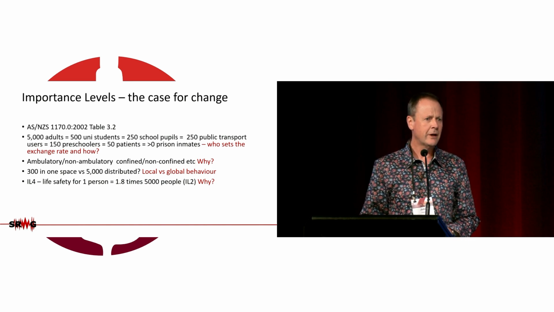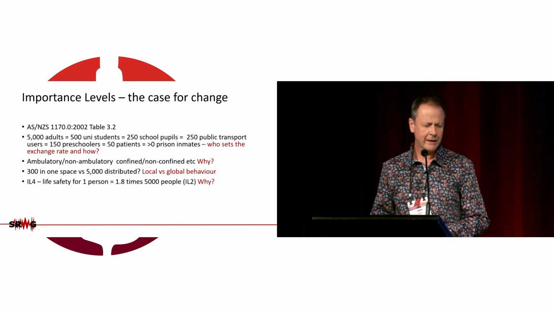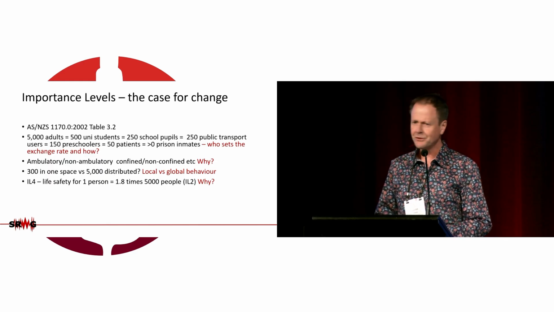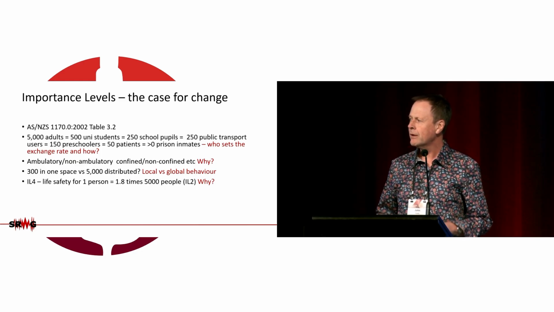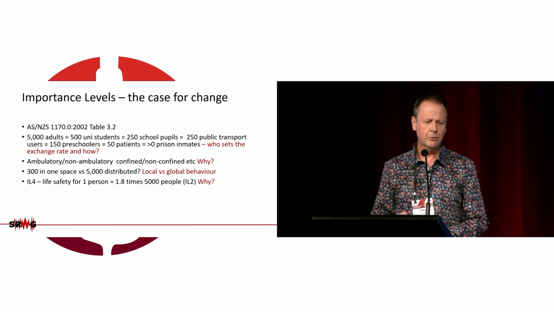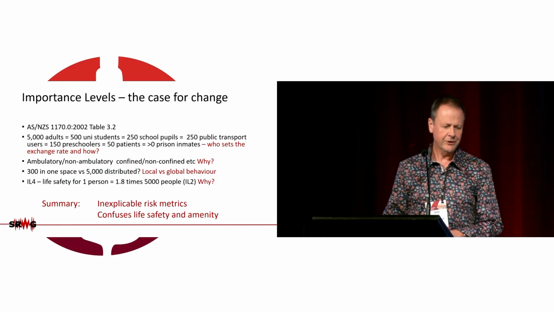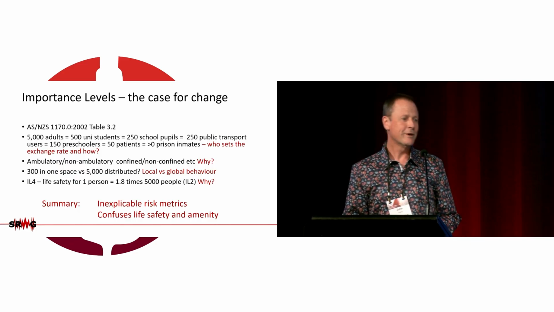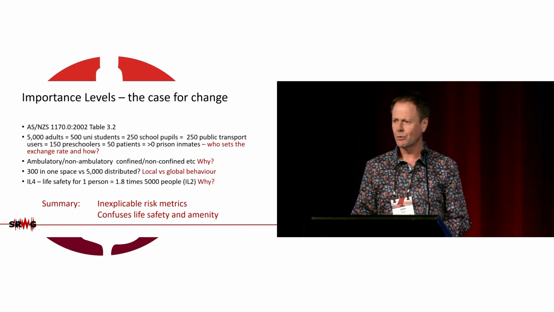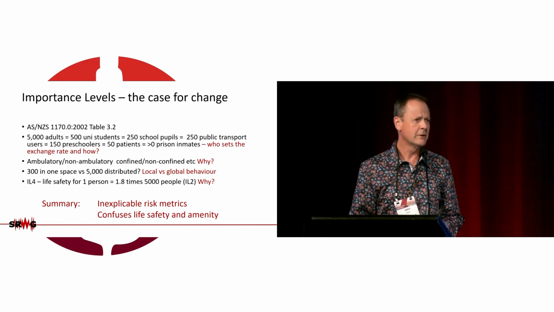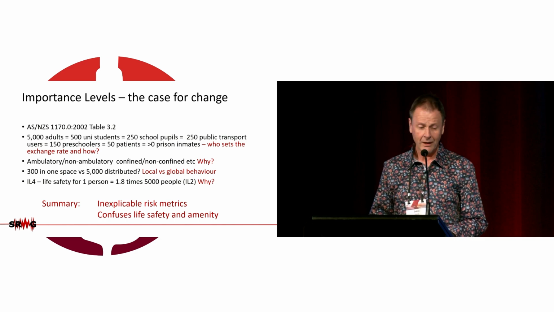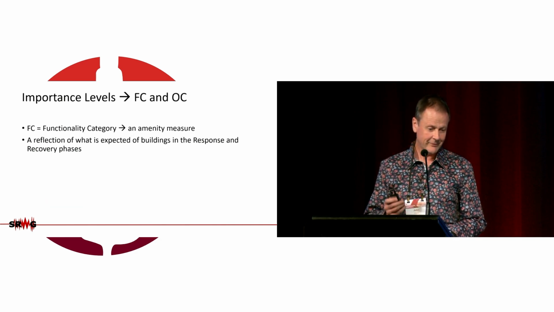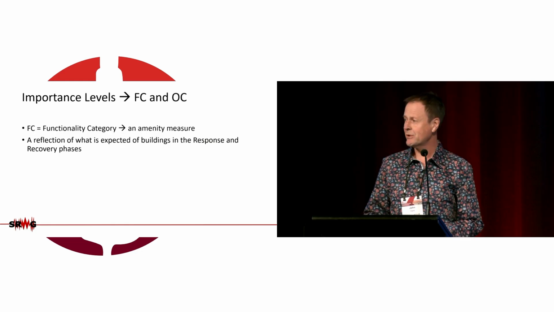IL4 could set the life safety provision for one person at a 2,500-year earthquake, and yet that's 1.8 times what we might have for 5,000 people in an IL2 building. So once again, lots and lots of things which are difficult to understand. So, to conclude, what we have at the moment is a lot of fairly inexplicable risk metrics and a certain amount of confusion between life safety and amenity. And so, we thought the best thing to do was to try and split the two.